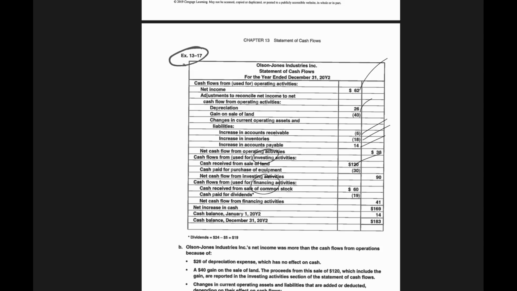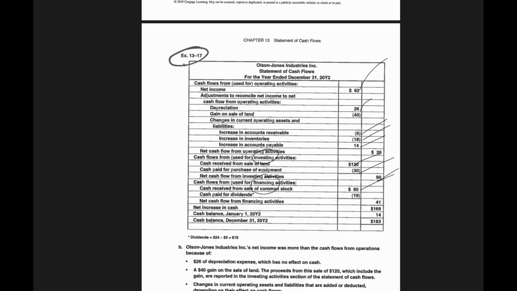So again, we got $120 for the land. We also noted that equipment was acquired. So if you look at the equipment account, it went from $175 to $205. So that's an acquire of $30. The net is $90. Financing. It said here that we issued stock with cash. So you look at your stock account, and it went from $80 to $125. Common stock went from $80 to $125. The APIC account went from $70 to $85. So when you look at both of those accounts, in summation, it increased by $60.